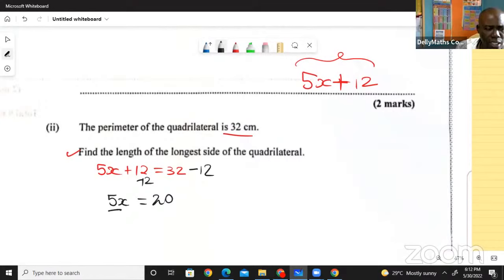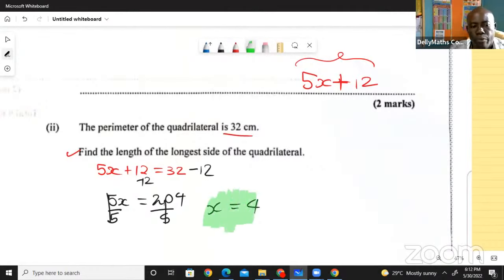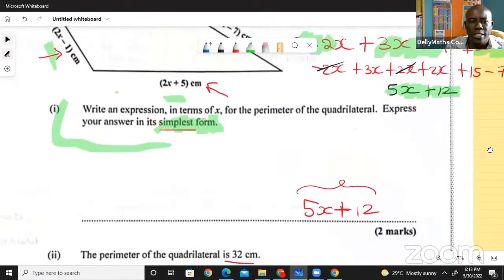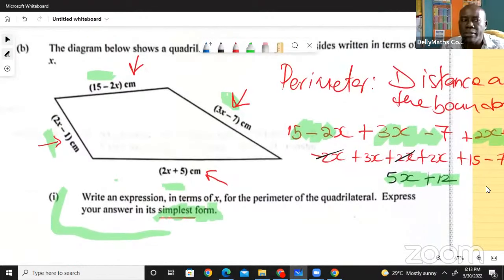So we're going to divide by 5. So we could see that x is equal to 4. So I now know that x is equal to 4. Because x is equal to 4, I can take that value and go back to the quadrilateral to substitute it to see which one of the sides is the longest, because they asked us to show which one of the sides is the longest.